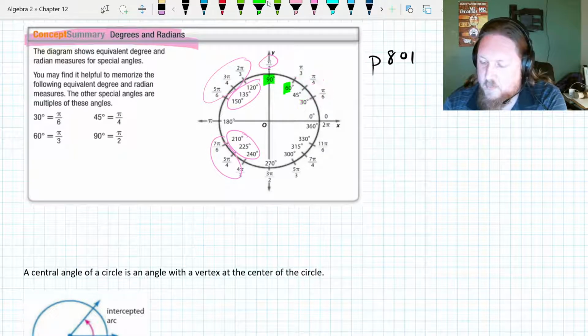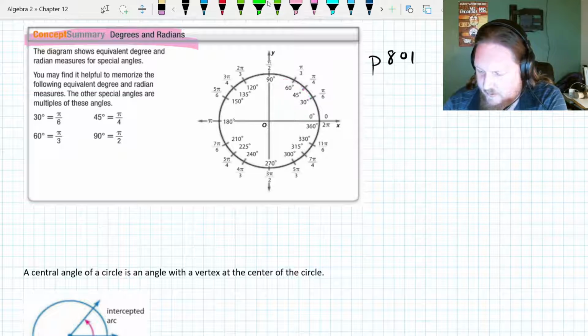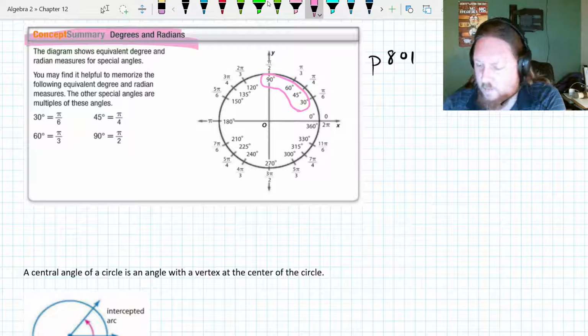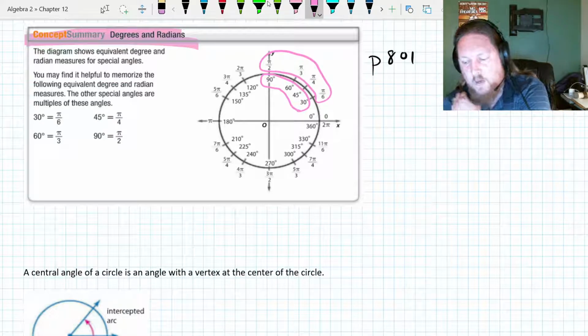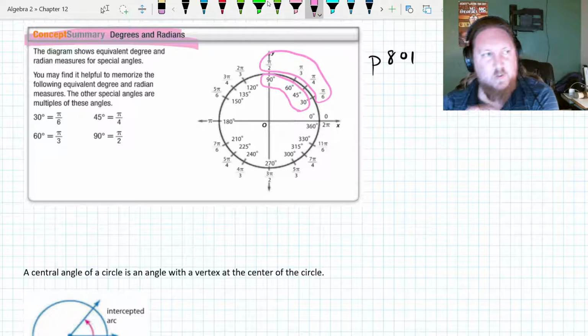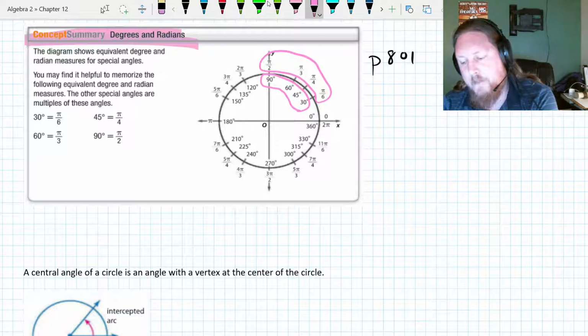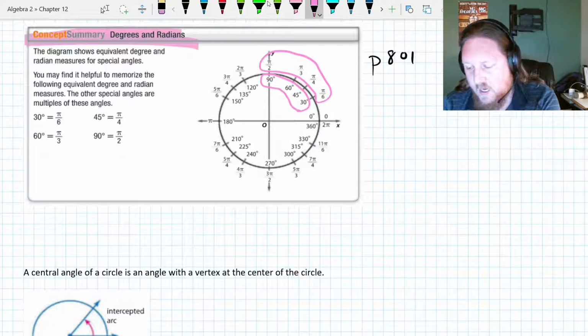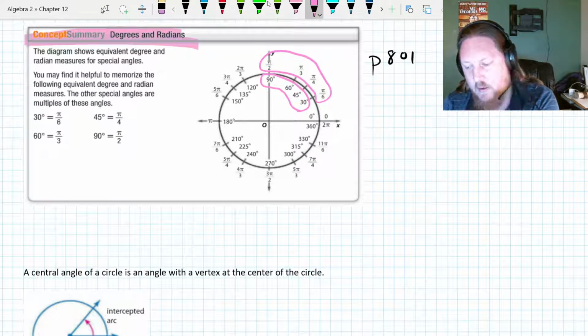It's one of those things you'll probably start out just memorizing 30, 45, 60, and 90. You'll probably just memorize those four at first, and pi over 6, pi over 4, pi over 3, and pi over 2. And then you'll memorize how they relate to each other, right? Which ones are equal. Eventually, you will get the whole circle. But for right now, you'll probably just start with the first quarter. And if all you can get is the first quarter right now, that's okay.